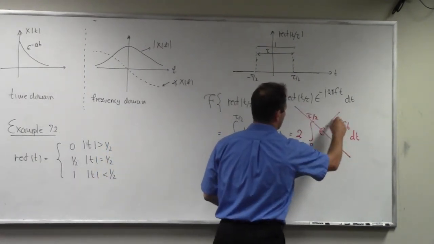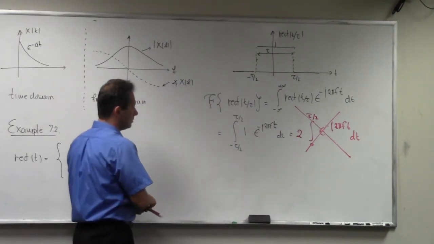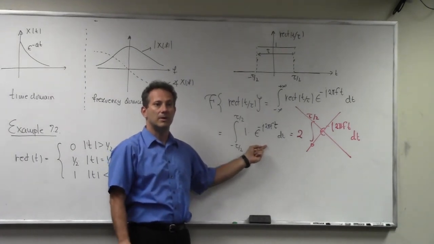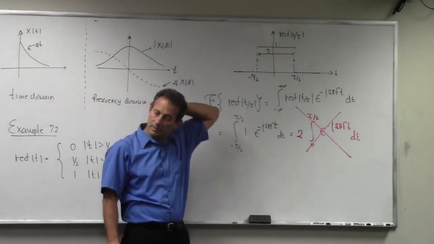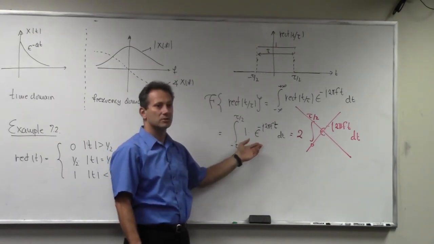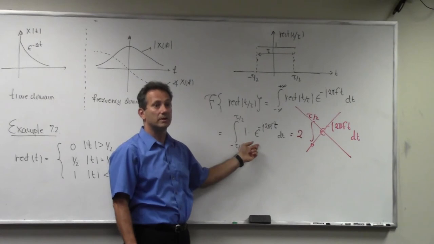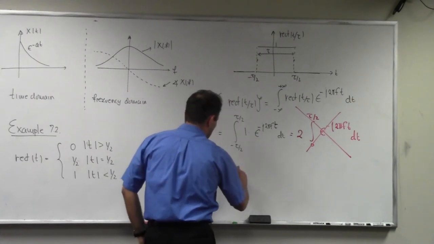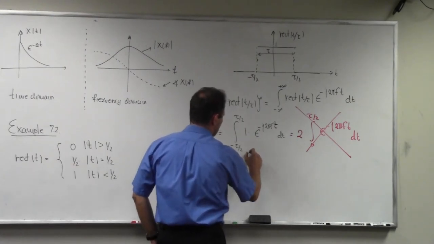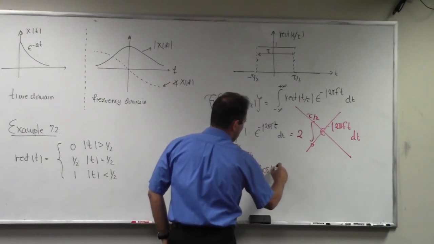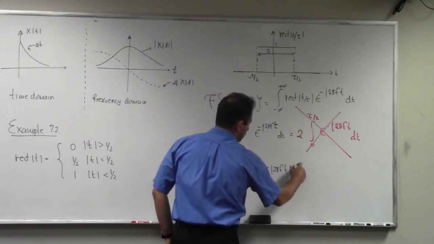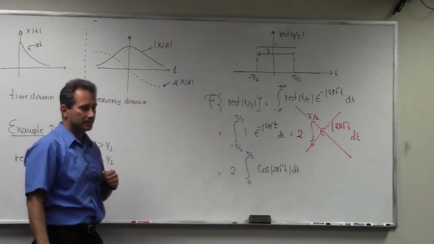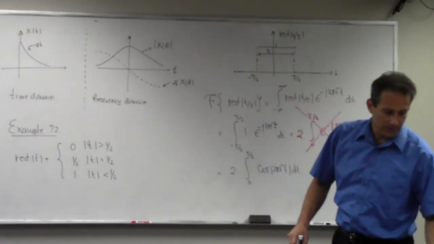So this is wrong. The way you do this integral, you can say, okay, this has an even and an odd part. Integration of the even part in symmetrical boundaries is twice the integration over one side. Integration of the odd part in symmetrical boundaries is going to be equal to 0. So to simplify this, this becomes 2 times the integral from 0 to tau over 2 of cosine 2 pi f t dt. Only the even part survives.